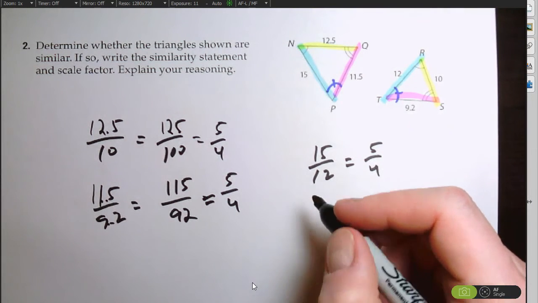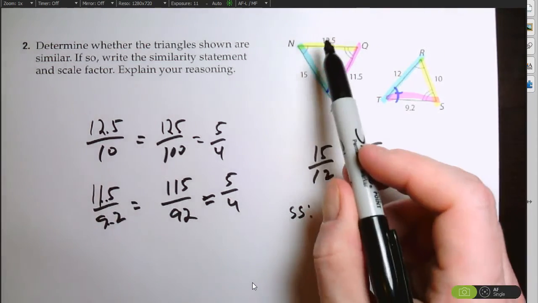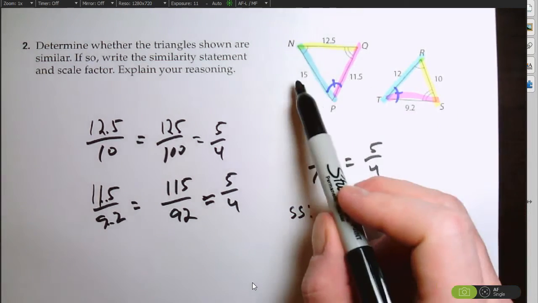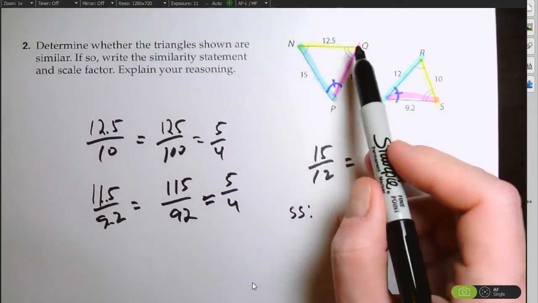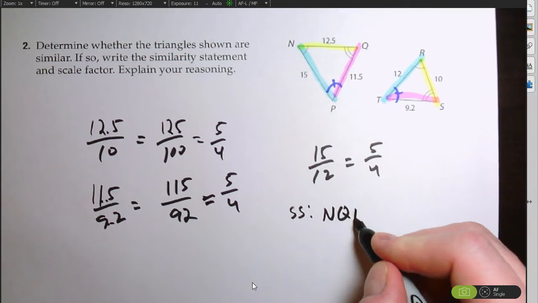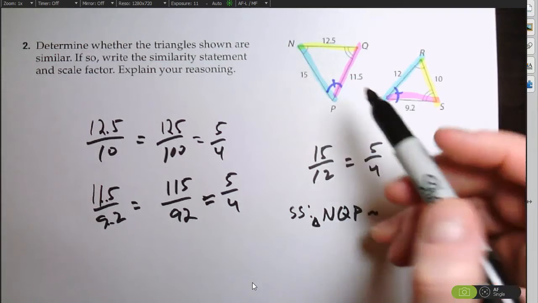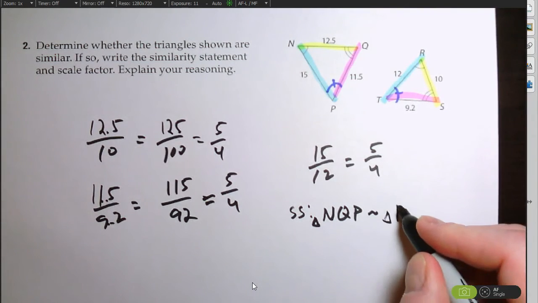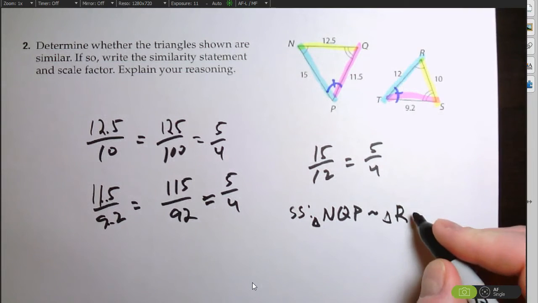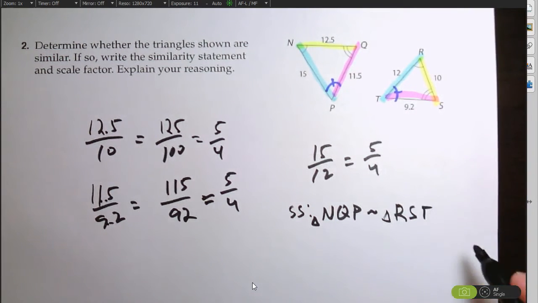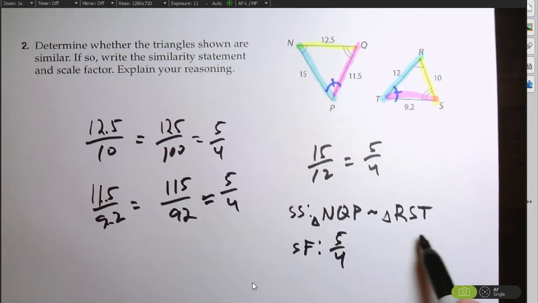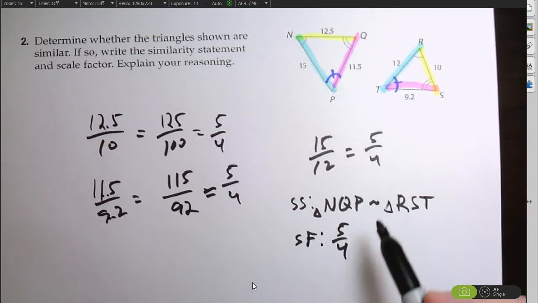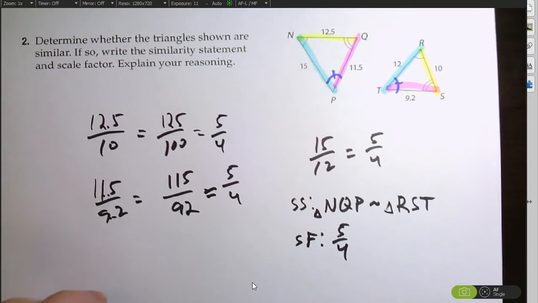And then our similarity statement. Now we did 12.5 to 10 and 11.5 to 9.2 and 15 to 12. So I need to do this triangle to this triangle. So I'm going to just say NQP. And then N corresponds to angle R. Q corresponds to angle S. P corresponds to angle T. That's our similarity statement, and then our scale factor would be 5 to 4 based upon this order. If I'd switched all that order, it'd be 4 to 5. Okay, so that was the big beast of a problem.